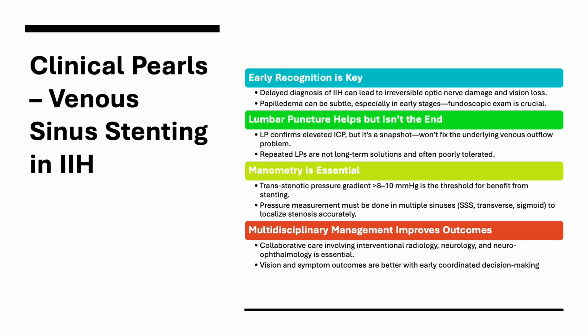Third, the identification of a transstenotic pressure gradient above 8 to 10 millimeters of mercury is a strong indicator for the potential benefit of stenting. And finally, successful management of IIH often requires a multidisciplinary team, including interventional radiologists, neurologists, and neuro-ophthalmologists to achieve the best outcomes.